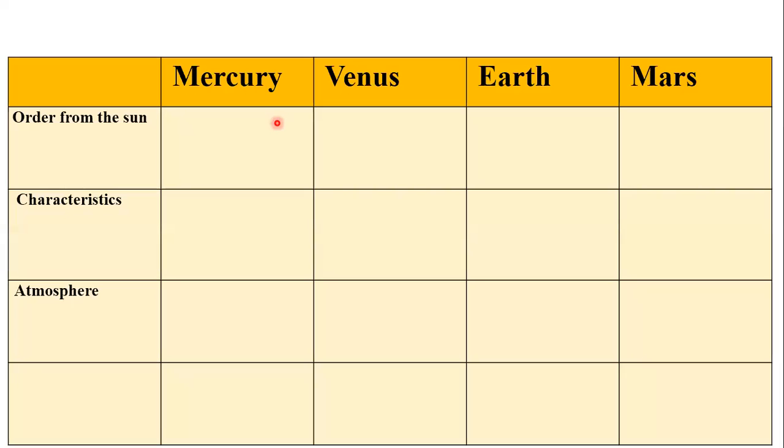Now here I have an activity, you can do it and send it to me if you want. Here we have the 4 inner planets. You have to write their order from the Sun. For example, is Mercury the first or the second, is Venus the first or the second, and Earth. You have to write the characteristics and the atmosphere for each planet. Now I want to show you a video about the robot.